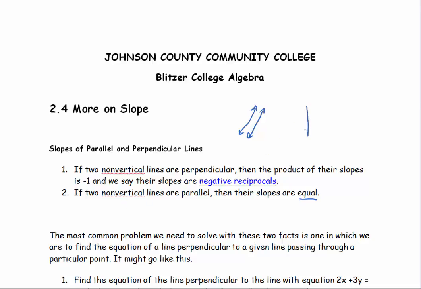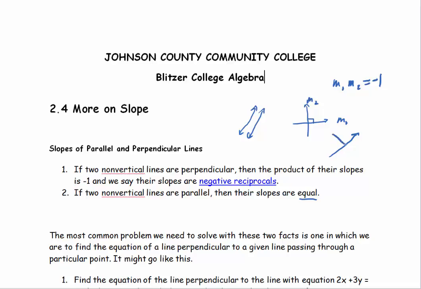If we have two lines which cross at a 90-degree angle, those lines are said to be perpendicular. Now the slopes of those lines, as long as they're not horizontal and vertical as I've drawn them, those slopes are negative reciprocals, which means if we multiply those two slopes together, the product is equal to -1. Now again, that doesn't necessarily work if one's horizontal and one's vertical.